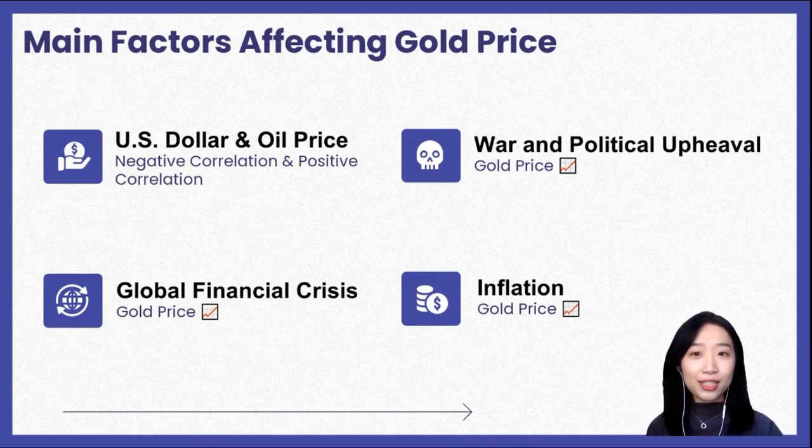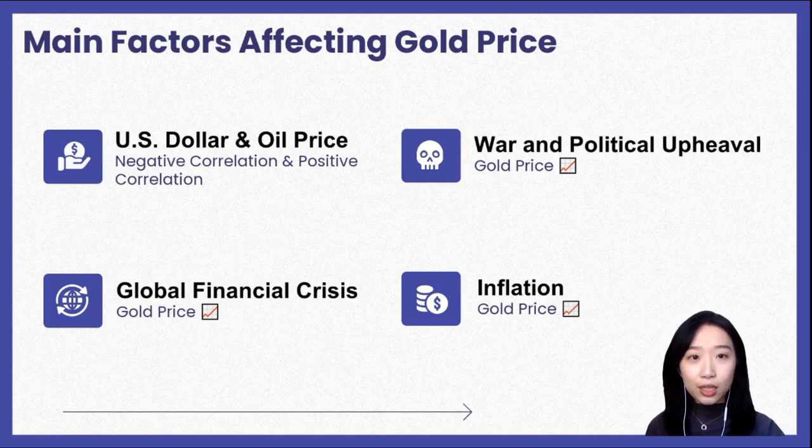Firstly is about the US dollar and oil price. There is a negative correlation between the US dollar and gold. When the dollar rises, the price of gold rises for other currencies, which will reduce the demand and weaken the price of gold. And the price of gold is positively correlated with oil.